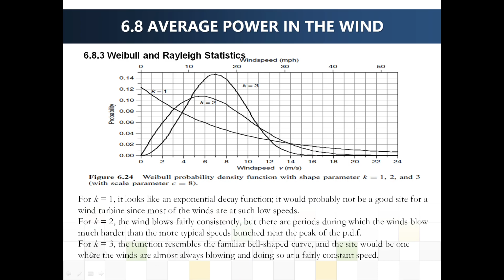For k equal to 3, the function resembles the familiar bell-shaped curve, and the site would be ideal, where the wind is almost always blowing and doing so at a fairly constant speed.